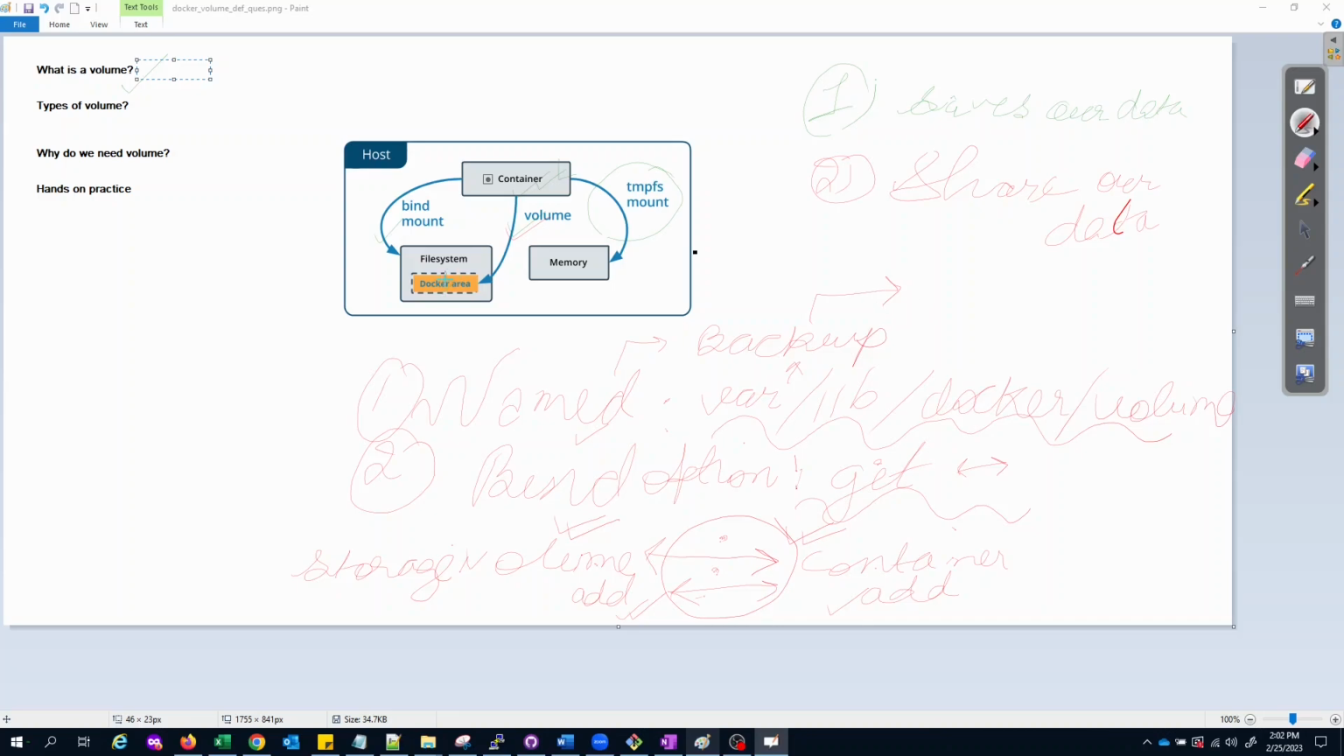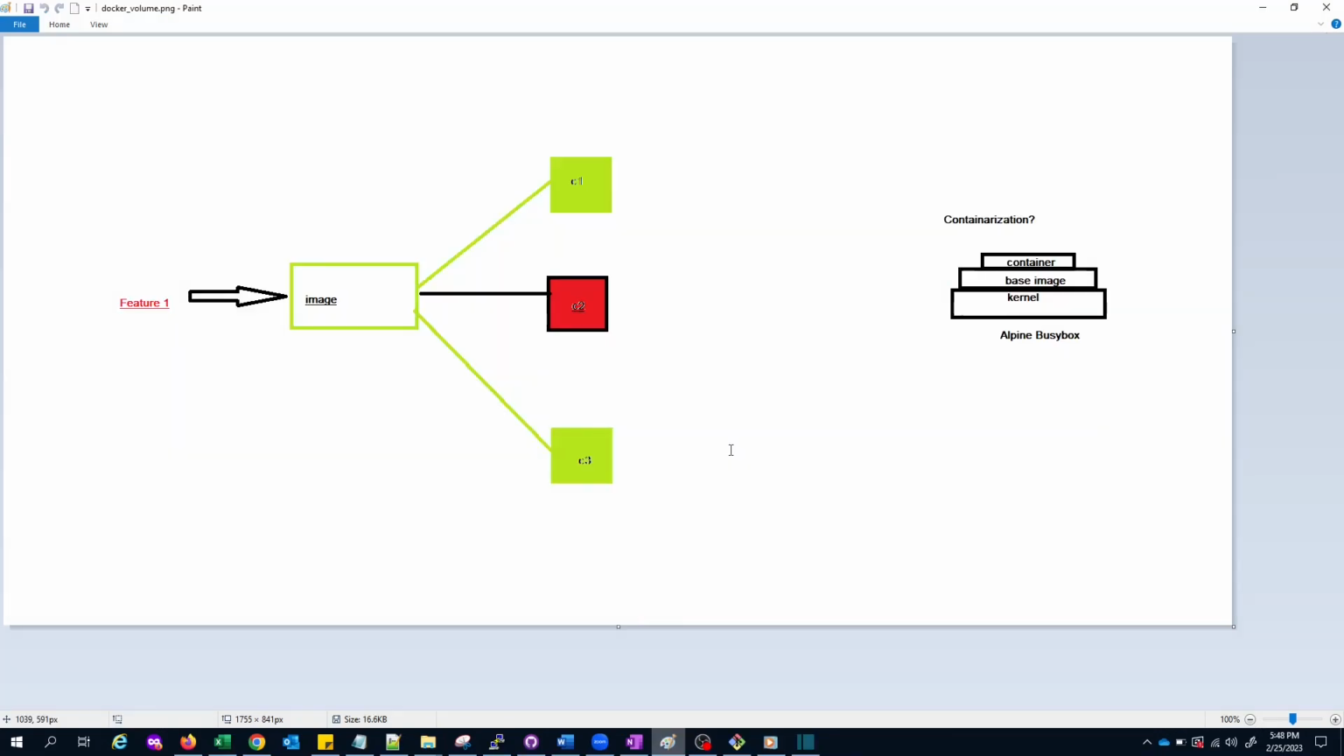But both of them help us store our data. That is the purpose of a volume. So now, once we understand the theory, let us go and do some practice. Since we are crossing the 10-minute boundary, let us do the hands-on practice in the next video of the series.